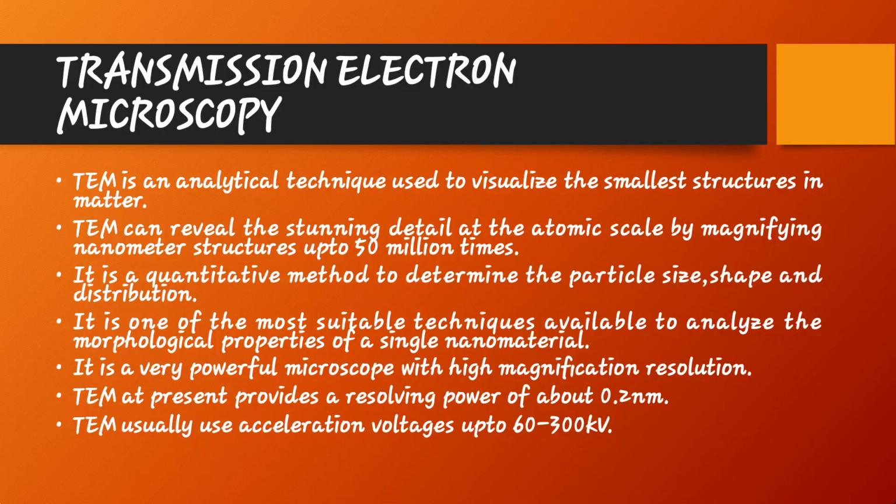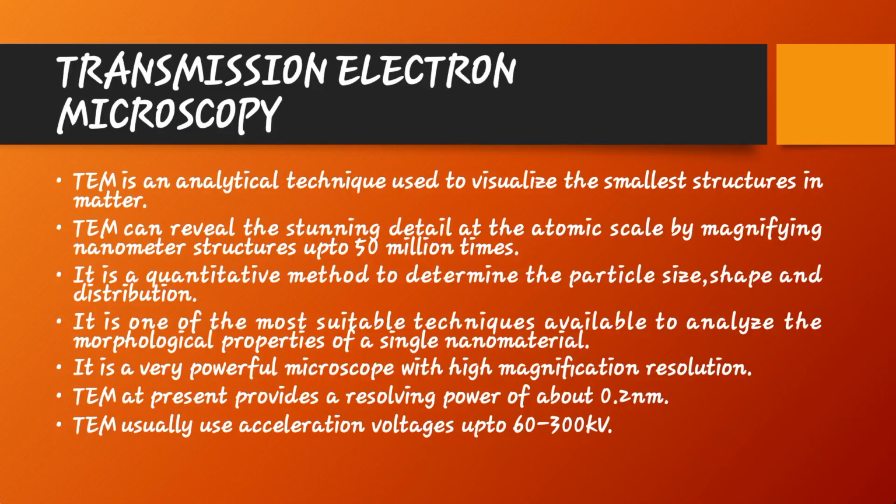Transmission electron microscopy. Transmission electron microscopy is an analytical technique used to visualize the smallest structures in matter. Transmission electron microscopy can reveal stunning detail at the atomic scale by magnifying nanometer structures up to 50 million times. It is a quantitative method to determine the particle size, shape, and distribution. It is one of the most suitable techniques available to analyze the morphological properties of a single nanomaterial. It is a very powerful microscope with high magnification resolution.